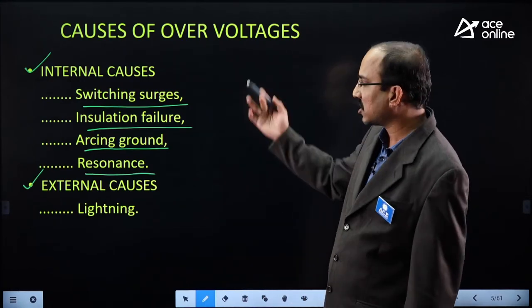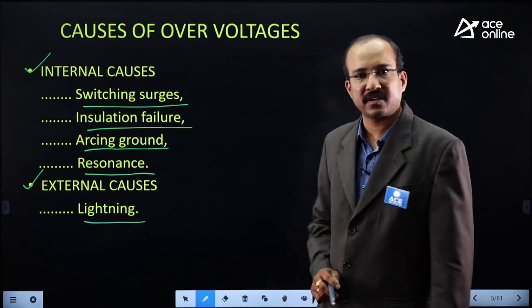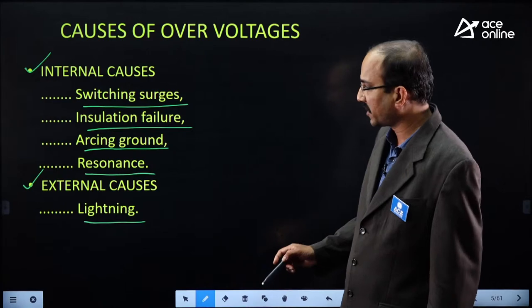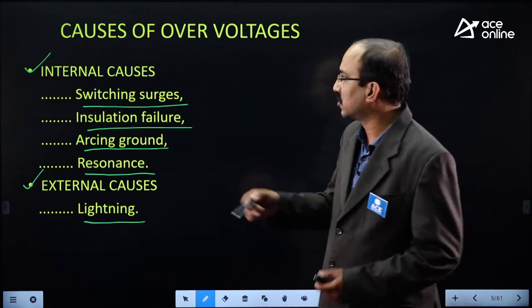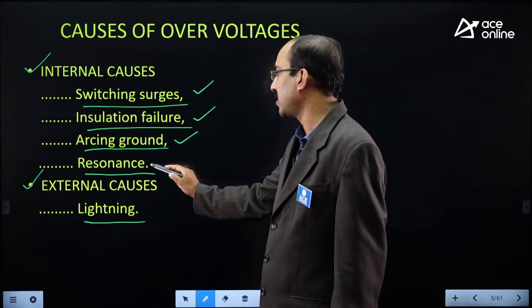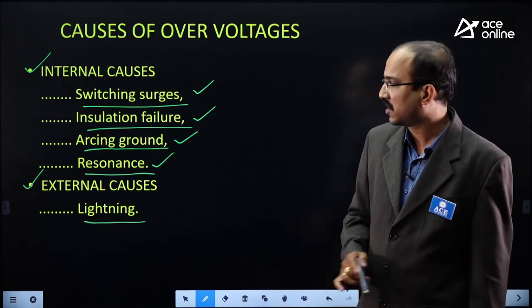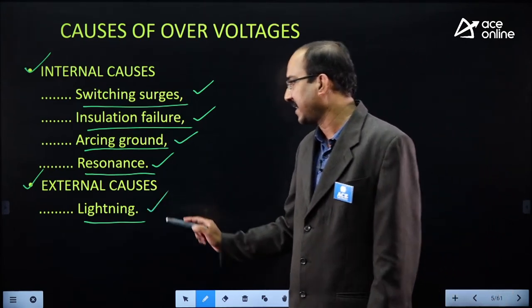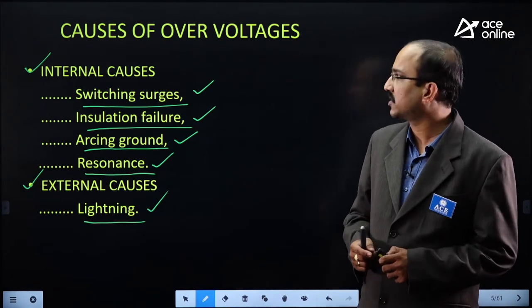And what are the external causes of overvoltage? That is the lightning effect. Lightning is one of the important reasons for overvoltage. So switching surges, insulation failure, arcing ground, and resonance come under internal causes of overvoltage, and the lightning effect comes under the external cause of overvoltage.